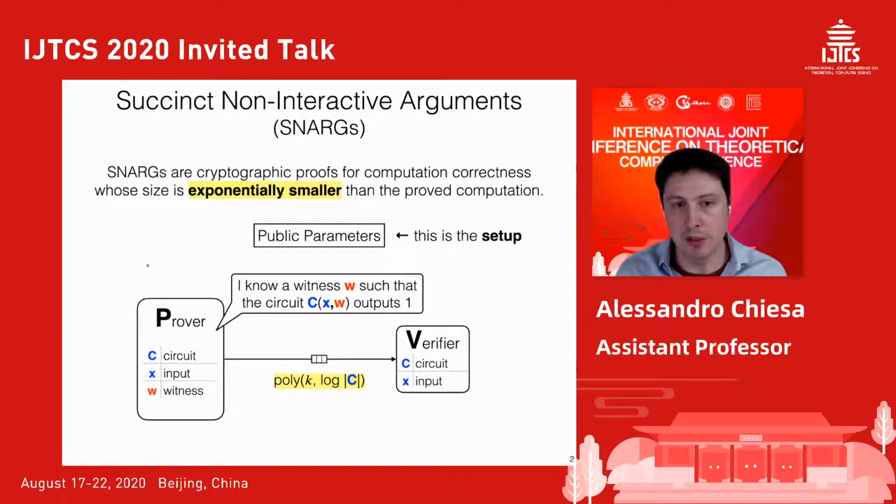Often you will see SNARGs discussed together with the notion of public parameters, also known as a setup. This is an important distinguishing feature between different SNARG constructions. I will not focus on this much today, so this will kind of disappear and will not be concerning us throughout most of this talk, though be mindful that this is there. All right, so that is a SNARG, just mostly as a recalling for you.